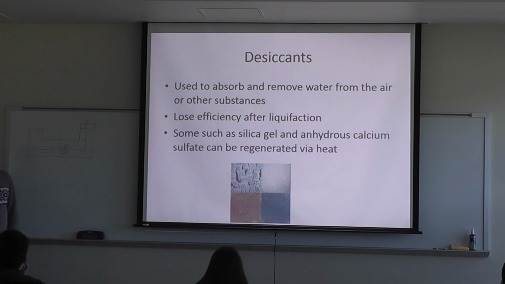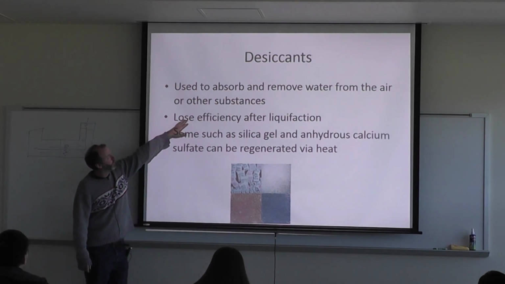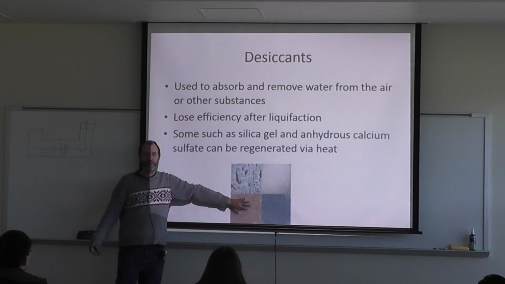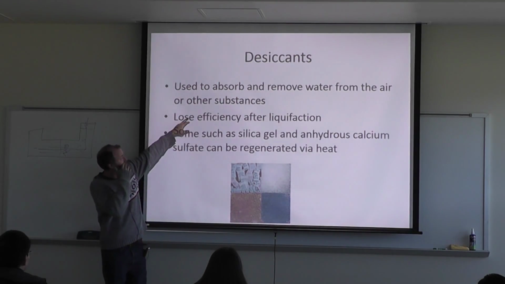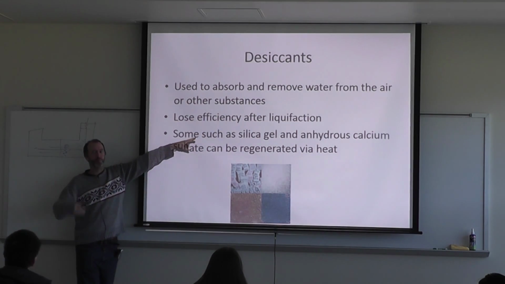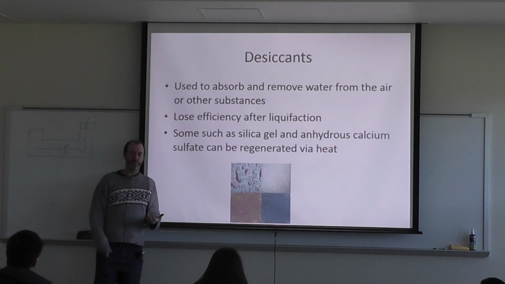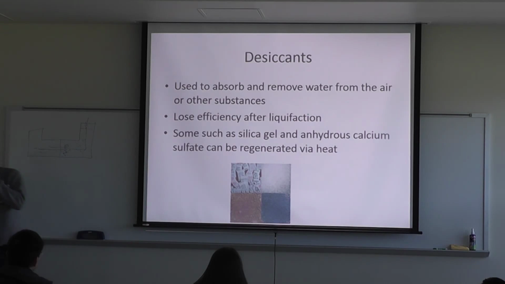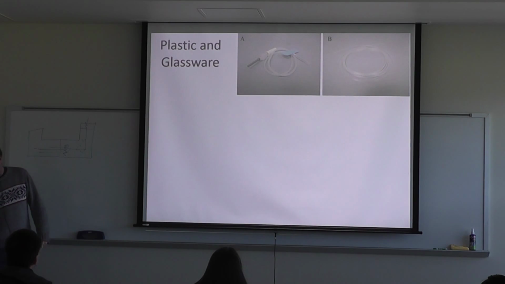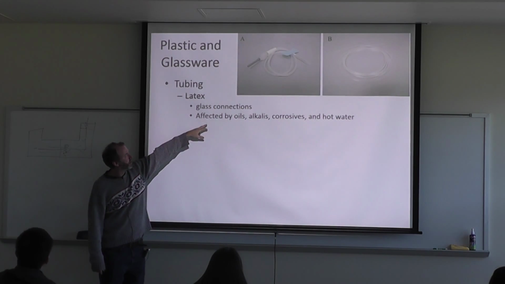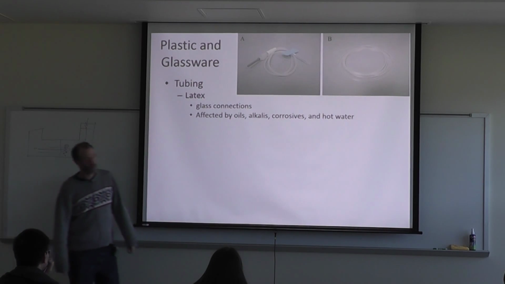So desiccants. Desiccants are what you use if you have something that's hygroscopic. You store it with desiccants because they're used to absorb and remove water from the air or other substances. So they'll grab the water from the air rather than the substance you don't want to lose water. They lose efficiency, however, once they absorb a lot of water, and some can be regenerated via heat, where you just cook the water off and then reuse it again. And then we use a lot of plastics and glassware in the lab. We have tubing, latex. It's good for glass connections. It's affected by oils, alkaline, corrosives, and hot water.